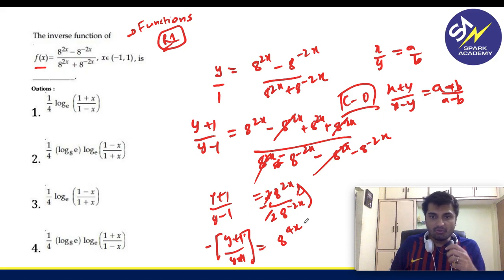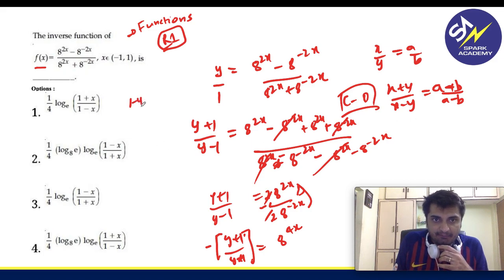Correct? Now what can I do, guys? I can take that 1 inside. So what will I get? I will get 1 minus y by 1 plus y is 8 power 4x.